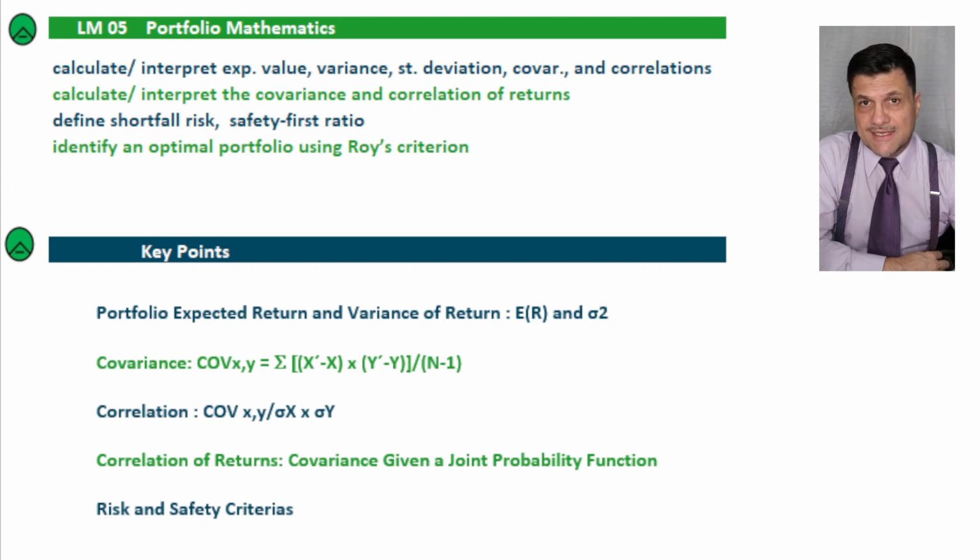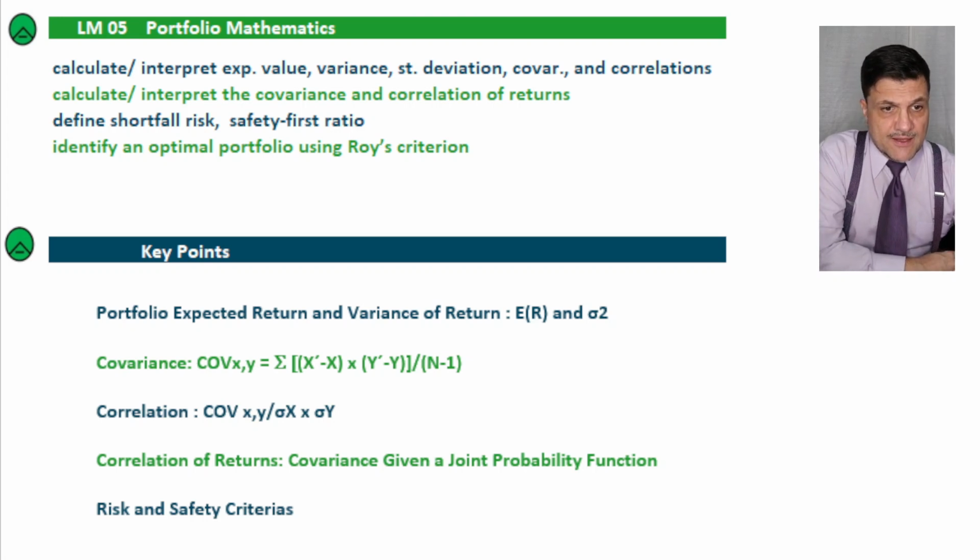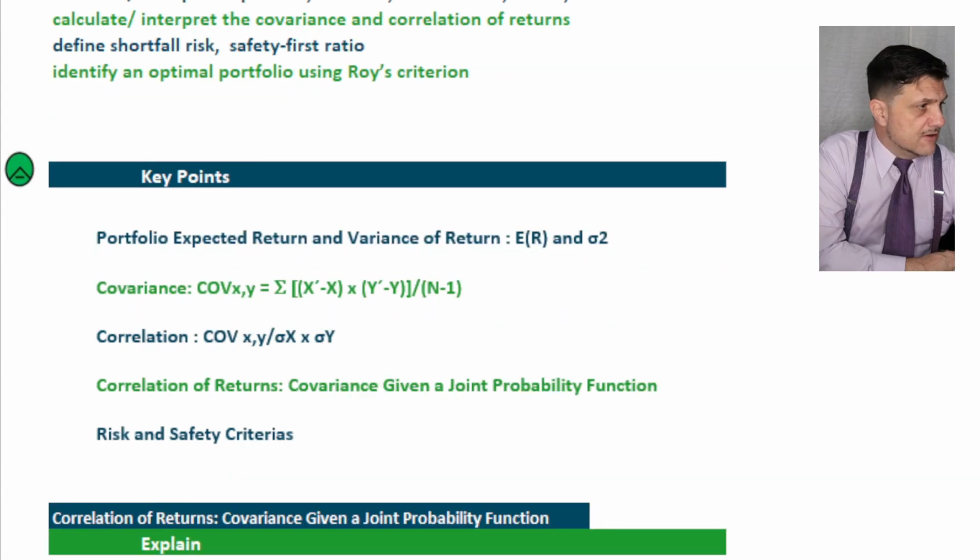So the points that I want to stress here are not to calculate, but more to interpret the covariance and correlation, the shortfall risk, safety-first ratios, and the ROI criteria. Those are the ones that I want to focus on in the video.